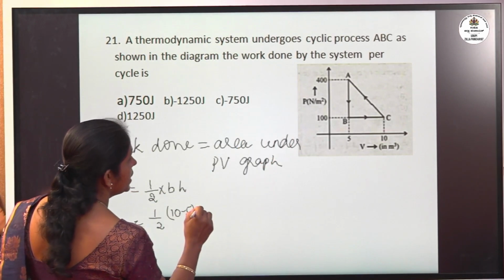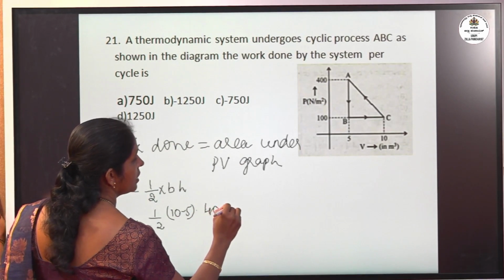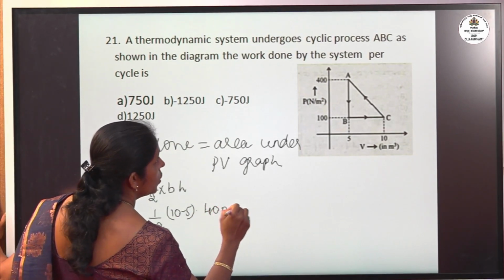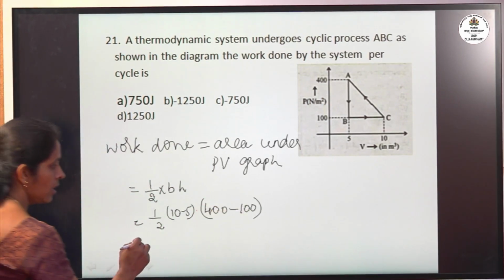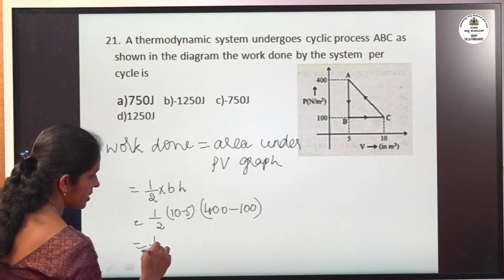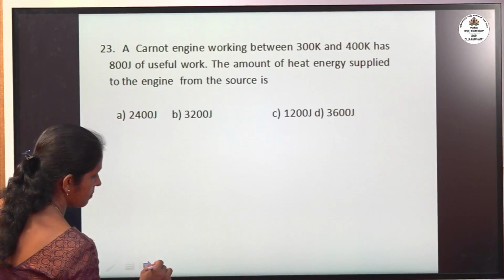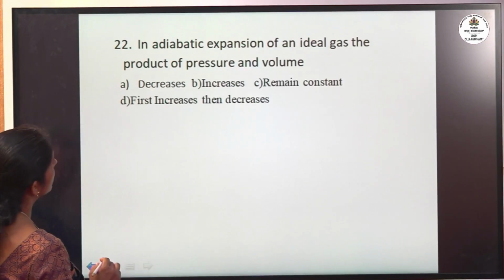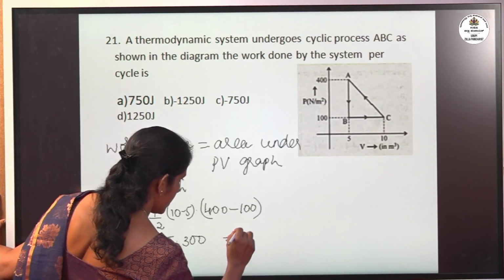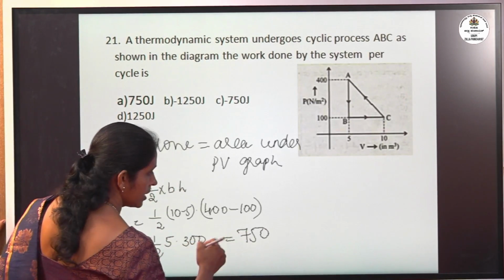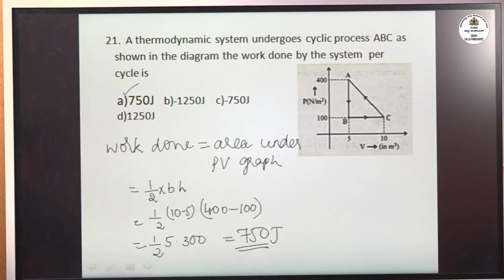And height is nothing but pressure. Pressure changes from 100 Newton per meter square to 400 Newton per meter square. Therefore, final pressure minus initial pressure is 400 minus 100. This is half into 5 into 300. Cancelling and simplifying, we get 750 joule. Option A is correct.